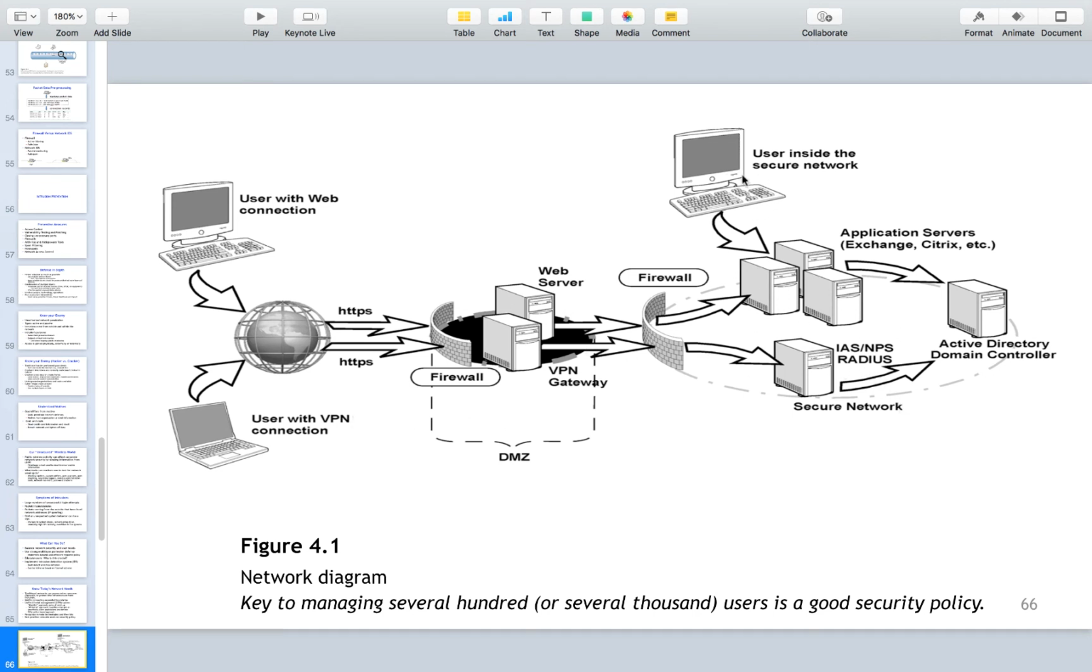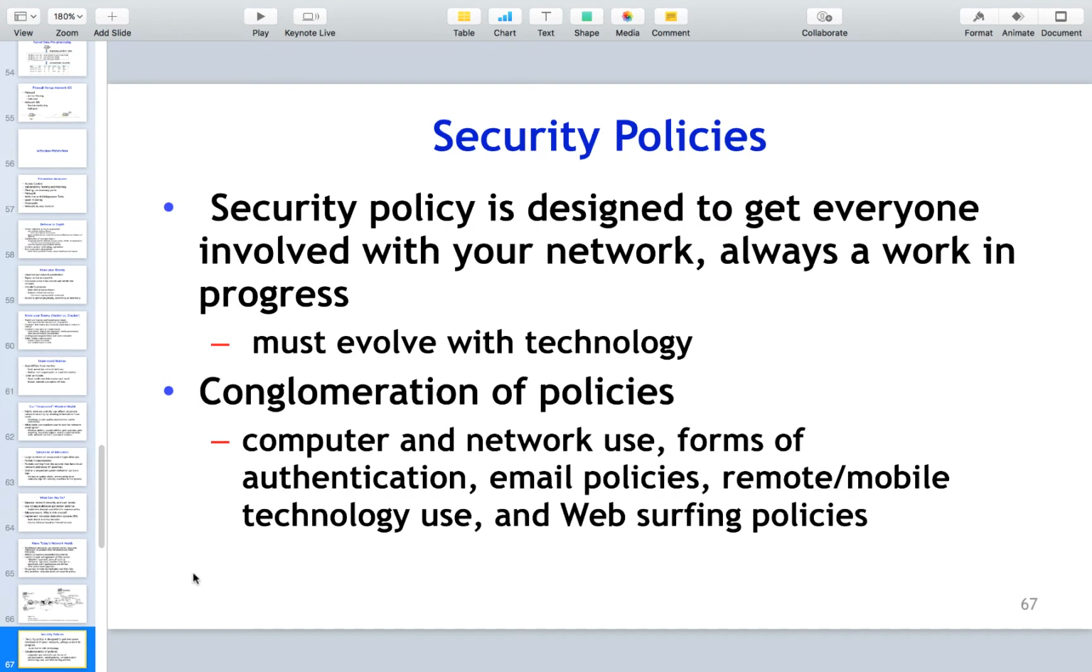So this is just a basic look, and here's a user inside the secure network. This is how most networks are set up, more or less. Obviously there's more equipment, but just to get a good idea of what you're up against, what you're trying to manage. And the thing about trying to manage all this stuff, with all these different tools and all these different processes, is you need to have security policies in place to get everybody involved in trying to keep your network secure.